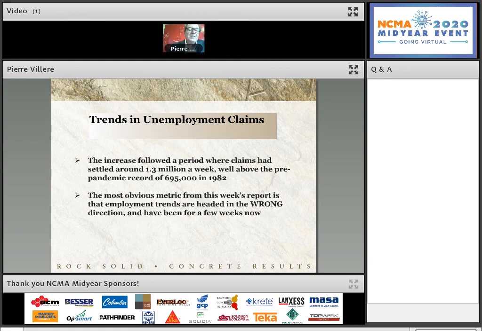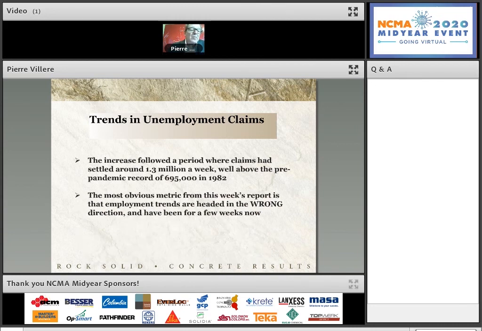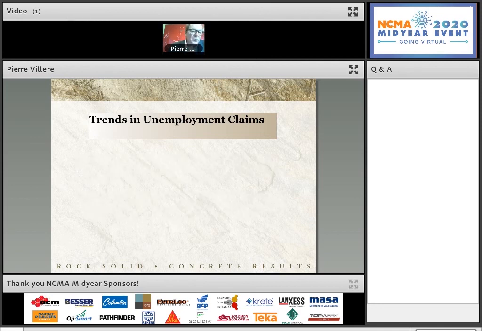The increase followed a period where claims had settled at around 1.3 million a week, well above the pre-pandemic record of 695,000 in the horrible recession of 1982. The most obvious metric from this week's report is that the employment trends are headed in the wrong direction and have been for weeks now.